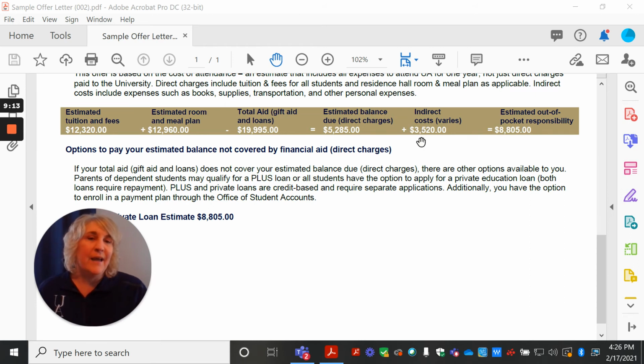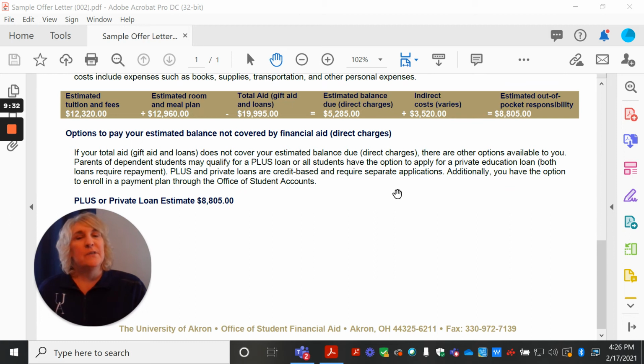So when we add that indirect cost, which again is cost that the student is taking care of, not something billed by the university, but a real cost, something that they have to consider, that brings our out-of-pocket responsibility to $8,805. So then the question becomes, what are our options to cover that amount, that balance due, that is not covered by the student's financial aid?